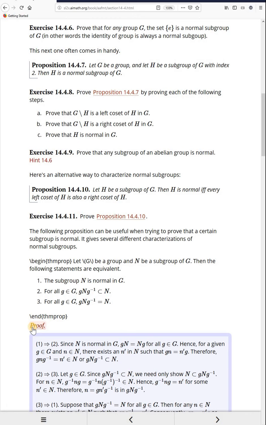All right, now here's another very useful characterization of normal subgroups, and I apologize for the misprint here. This should be a theorem. It says, let G be a group, and N is a subgroup of G. Then the following statements are equivalent. N is a normal subgroup of G, and for all group elements in the entire group, G N G inverse is contained in N.